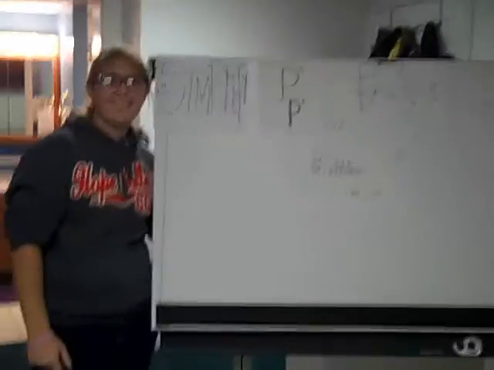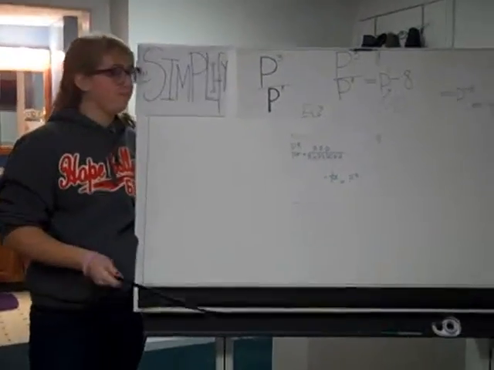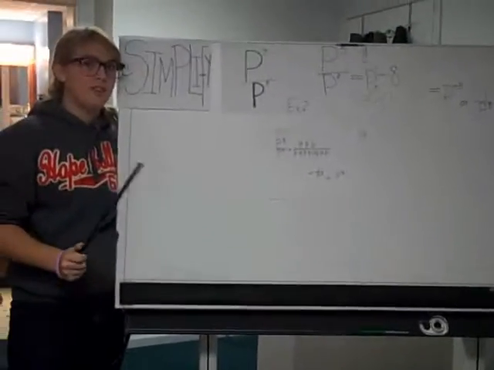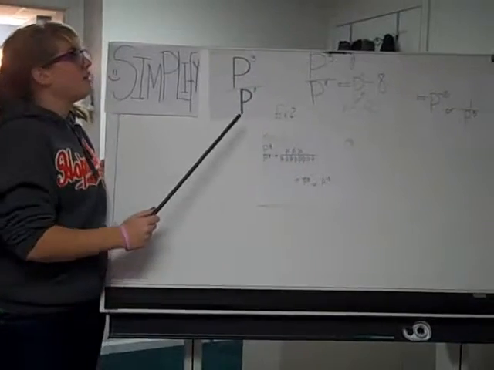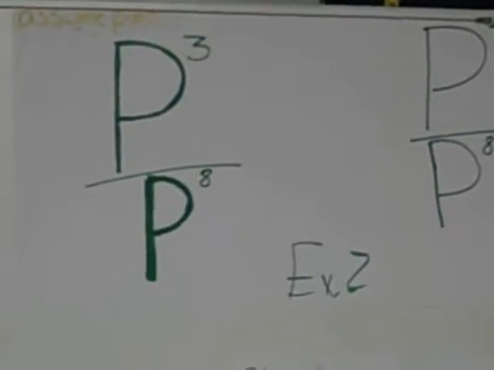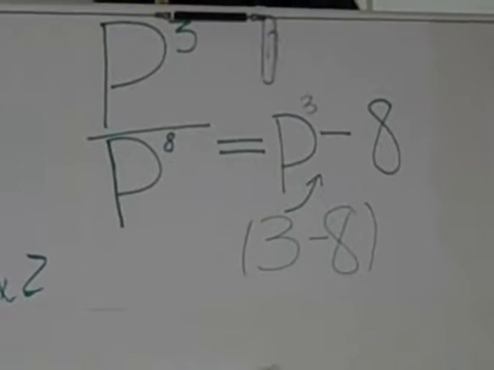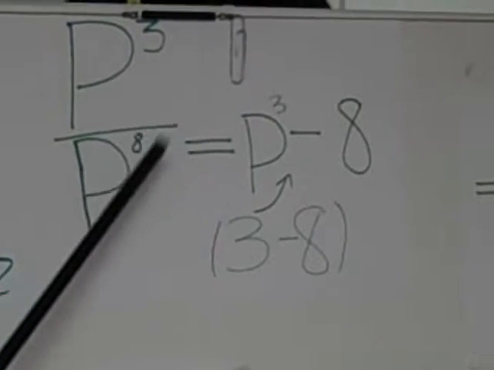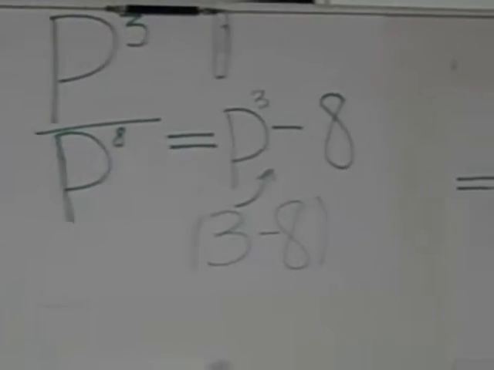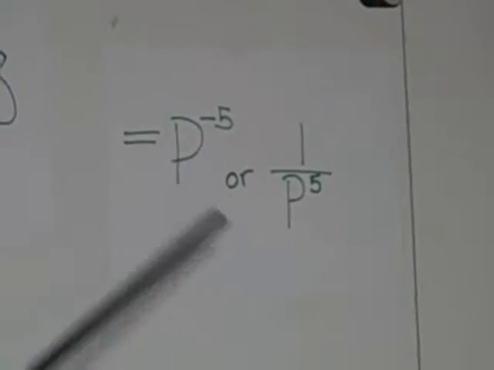We're back. Section 5-1, example 2. Simplify equations with division. We're starting out with p to the 3rd over p to the 8th. You're assuming that p does not equal 0. So on your next step, you take p to the 3rd minus 8. So you're subtracting the exponent. So 3 minus 8 equals negative 5. So your answer is p to the negative 5th, or 1 over p to the 5th.